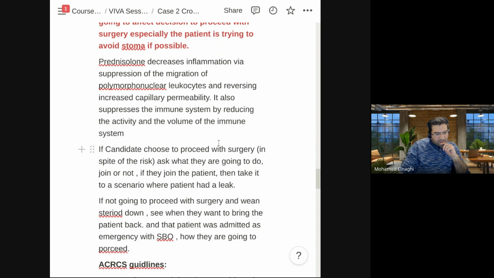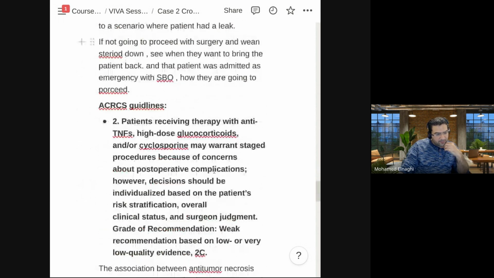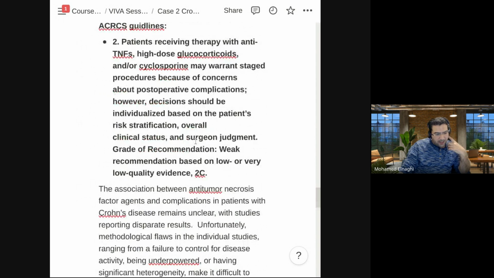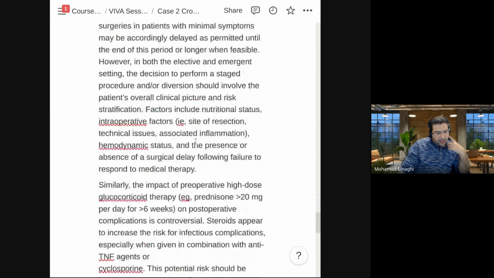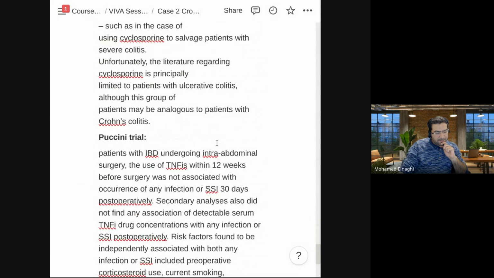Okay, fine. I think there are also the ACRS guidelines about the effect of steroids and anti-tumor necrosis factor alpha on the outcome of surgery. It's very important as well in inflammatory bowel disease to look at the British Society of Gastroenterology guidelines for management of IBD. They are very thorough and very detailed as well. Okay.